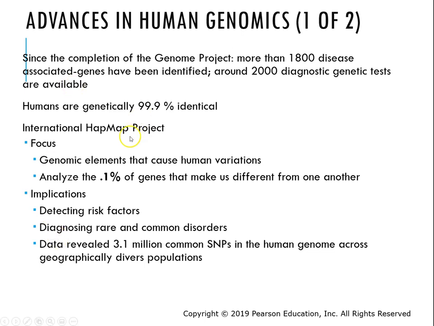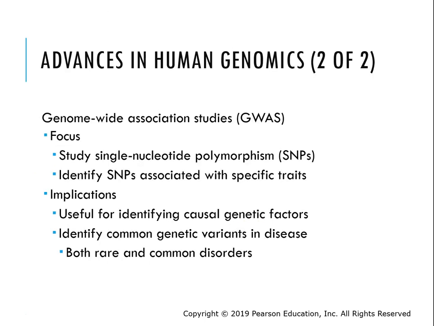Some of the data from this HapMap project revealed 3.1 million common SNPs. Remember I mentioned SNPs, single nucleotide polymorphisms, in the human genome, in geographically diverse populations. Because they're focusing on this 0.1% of genes that make us different, they were able to identify these genetic changes that can then be linked to disease. Remember, SNPs are changes that are present in more than 1% of the population.